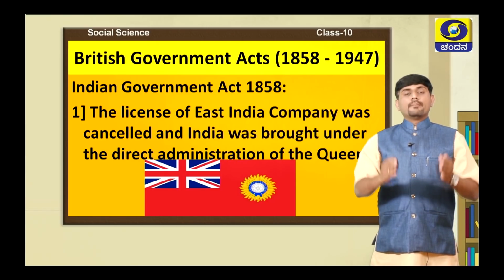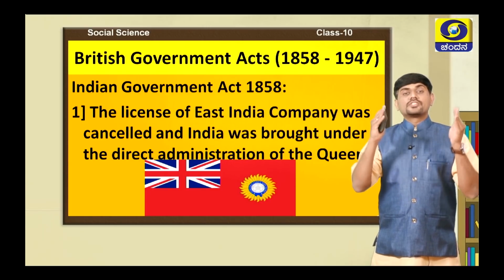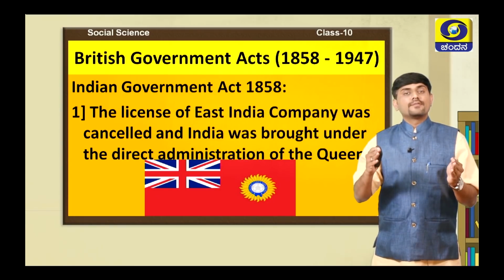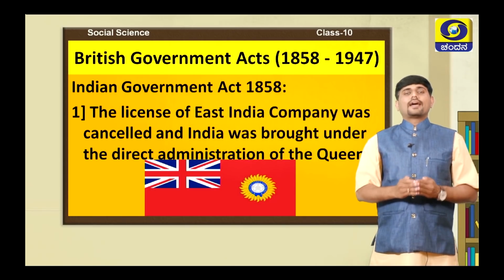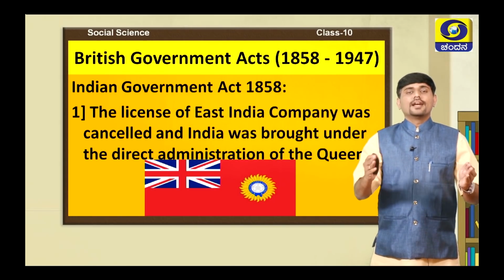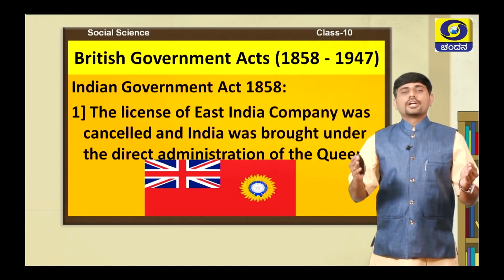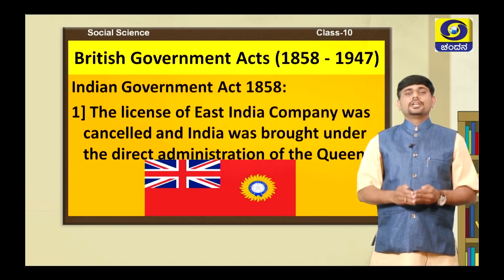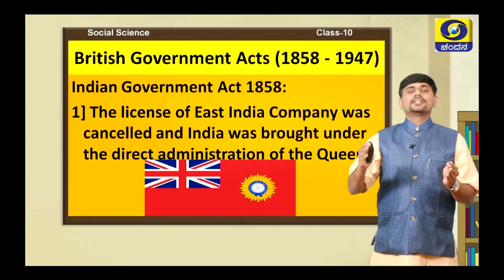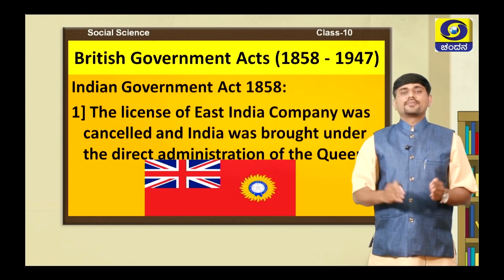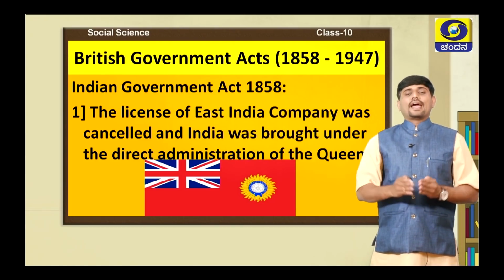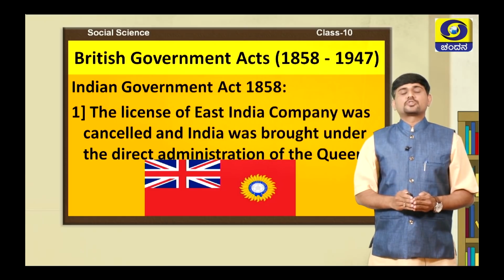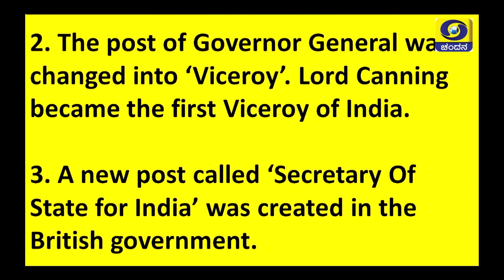The East India Company, which was started in 1600, worked as a company in India till the year 1857. The act was implemented by the Queen of England. By then, Queen Victoria was the Queen in England. She brought into force the new act that was called the Government of India Act 1858. According to this act, the license of the East India Company was cancelled and India was brought under the direct administration of the Queen. The post of Governor General was changed into Viceroy.